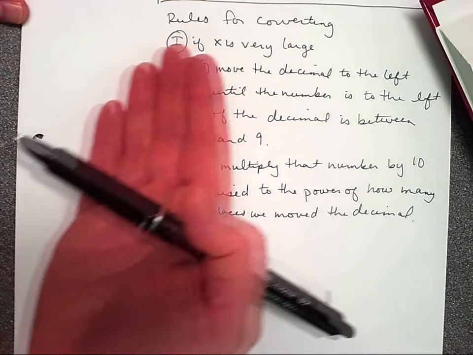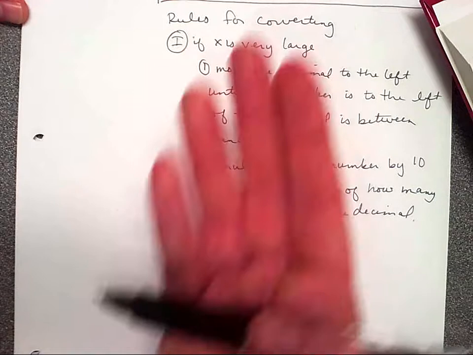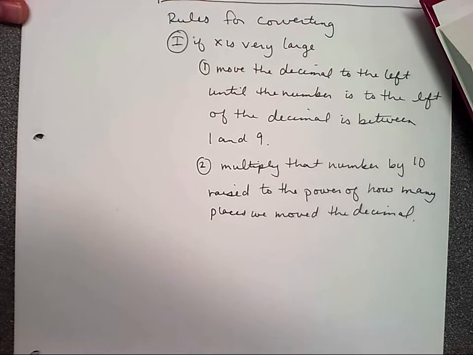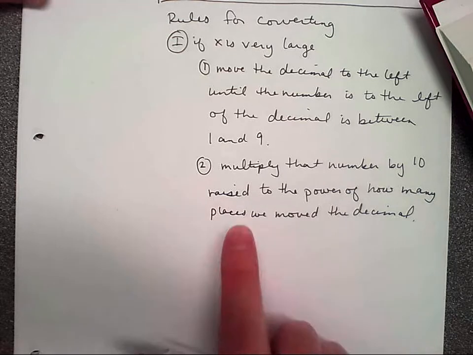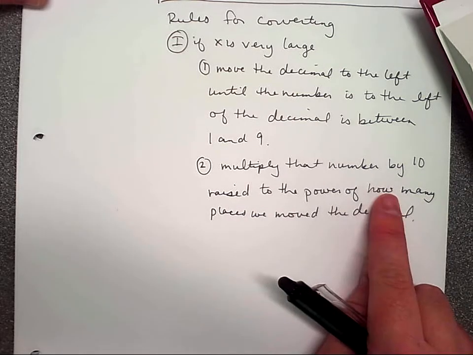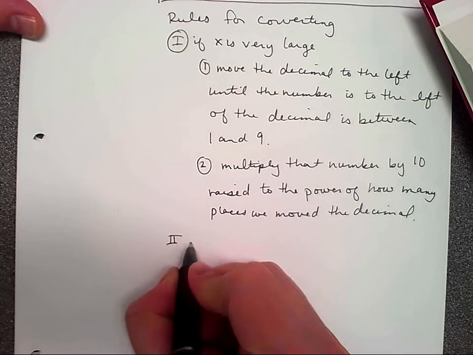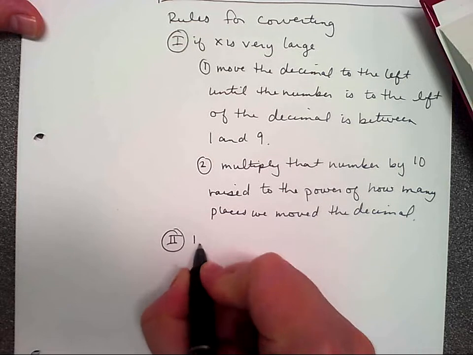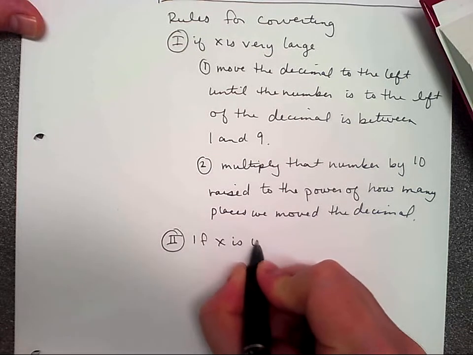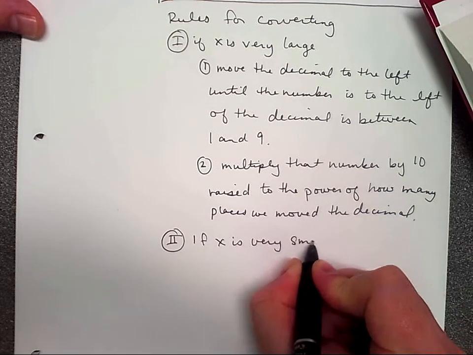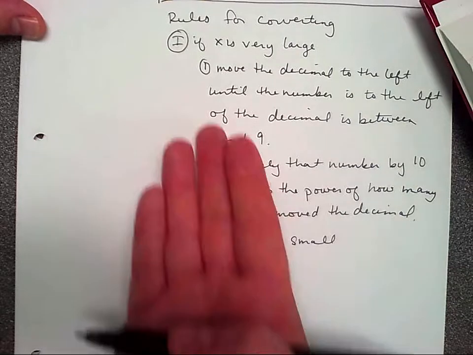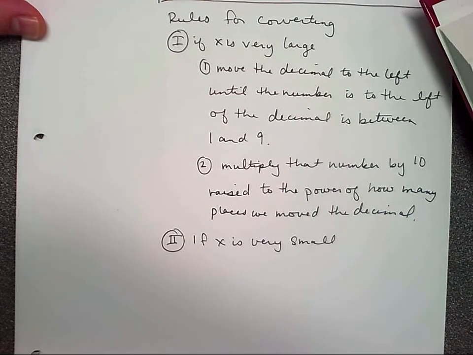Roman numeral 2, if x is very small, instead of moving it to the left, we're moving it to the right. And it's the exact same stuff, right? This is a positive, and if we have a small number, it's a negative. So I'm going to rewrite all of that for if x is very small. Number 1 is still the same. We move the decimal point, but we move it to the right.